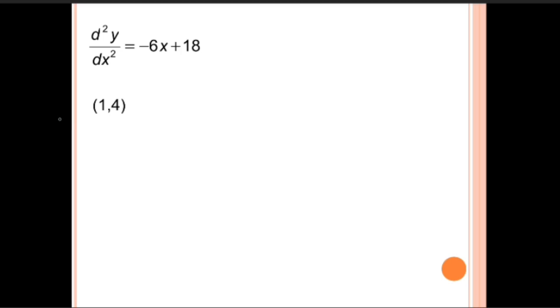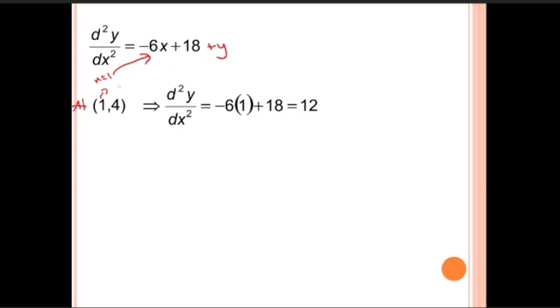The first stationary point is (1, 4). So at (1, 4), substitute your value of x equal to 1 into this second derivative. But if there is a y here, you need to also substitute your y value into the second order differentiation. But for this question, there's none, so you don't have to substitute in the value of y. Just substitute in the value of x of that stationary point. And your answer is 12.